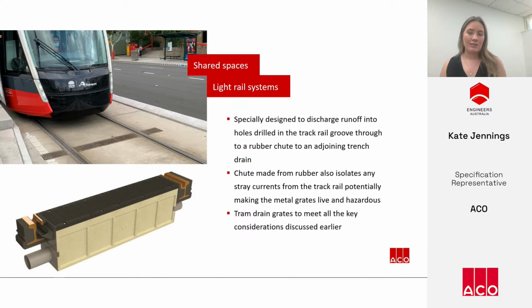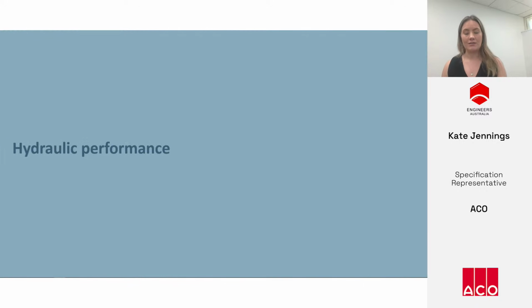Specifically designed tram drains discharge the flow from the track rail groove through holes in the rail into a chute, which then connects into a trench drain and pipe system. The chutes are made from rubber and they isolate any stray currents from the track rails that could make the grates live. Tram drain grates should also be designed to take into consideration the 5 key factors that we discussed earlier.